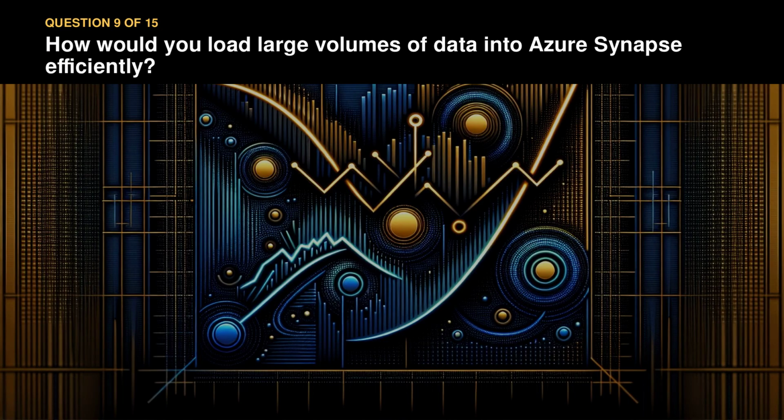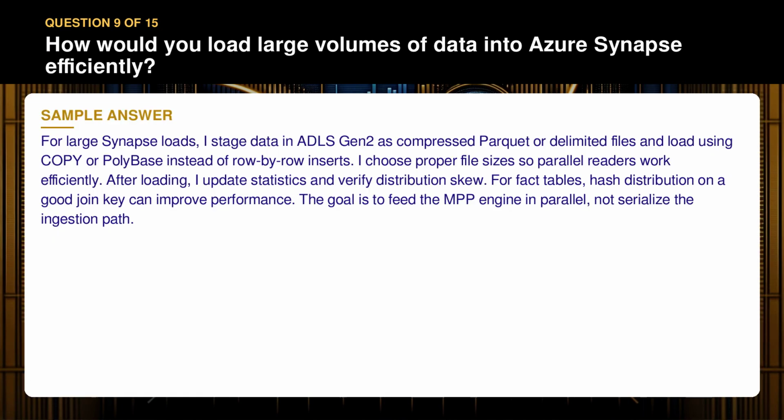Question 9. How would you load large volumes of data into Azure Synapse efficiently? For large Synapse loads, I stage data in ADLS Gen2 as compressed Parquet or delimited files, and load using COPY or PolyBase instead of row-by-row inserts.